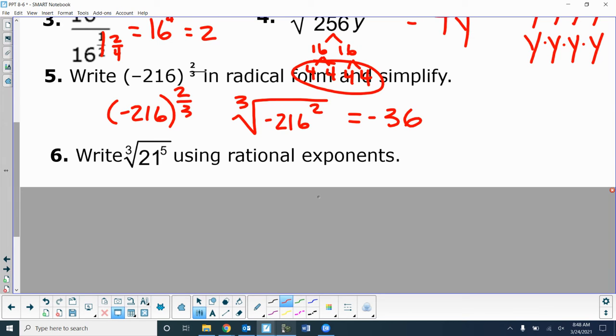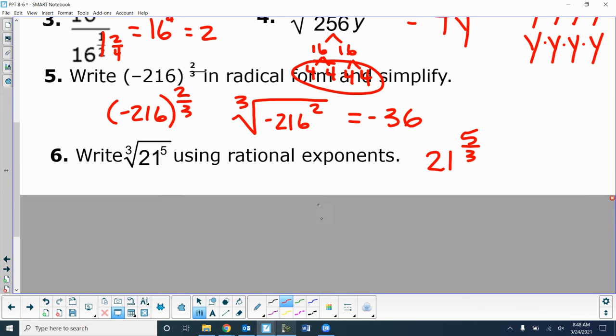Okay, what's the exponent for this one? 5/3, yeah. The 5, remember, is the numerator, and the index, the 3, is the denominator. So it's just 21 to the 5/3. That's all. Okay? Remember, index, I think all the answers are here.